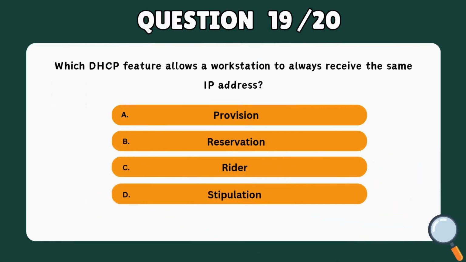Question 19. Which DHCP feature allows a workstation to always receive the same IP address? A. Provision. B. Reservation. C. Rider. D. Stipulation.